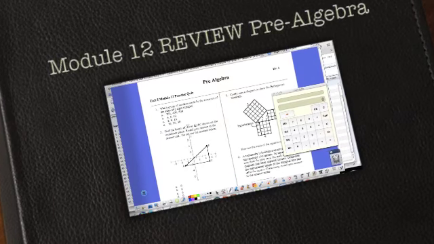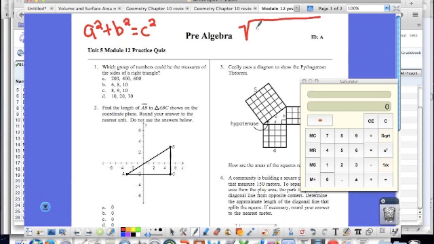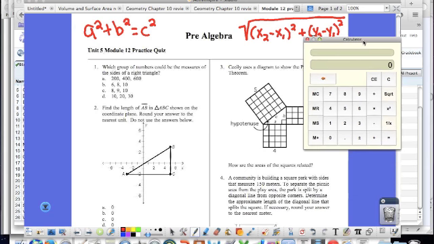Everything is either going to be Pythagorean theorem, converse of Pythagorean theorem, or a distance formula. A squared plus b squared equals c squared is the Pythagorean theorem. The distance formula is x2 minus x1 quantity squared plus y2 minus y1 quantity squared. Okay? Those are our two choices.